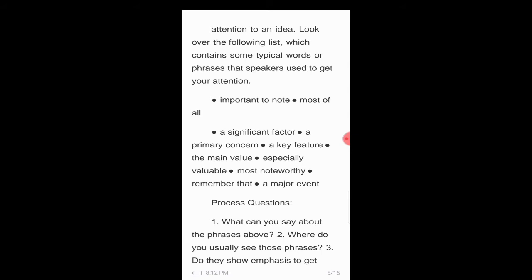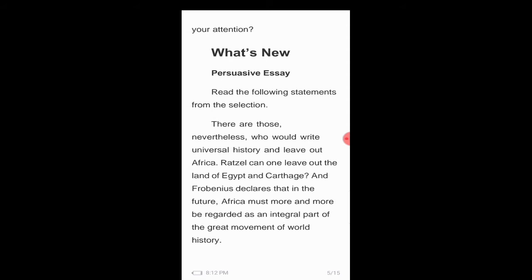So mostly we hear these phrases from some speakers who want us to believe in them, no? Or in a certain article or essay wherein the writer wants us to agree on his or her side, no? So let us read the following statements from the selection.